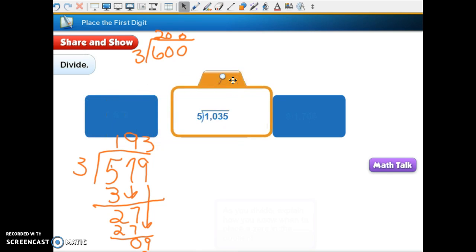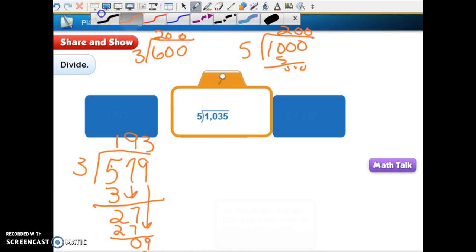All right. This is number 2. Let's do the estimate together, and then we'll let you work it. What could we round 1,035 to that would be easily compatible with 5? 1,000. So 1,000 divided by 5 goes in there twice, right? Leaving us nothing. So we'd have 200 again. Okay, go ahead and stop your video and work through number 2.